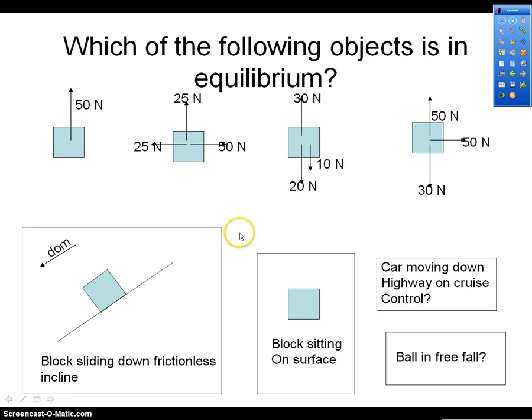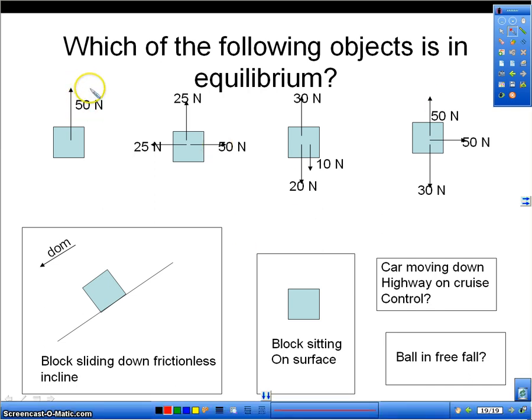So here's a situation where I want you to determine which of these objects is in equilibrium. Some of them you might be able to tell immediately. Like this one here, there's no way that's in equilibrium because there's only one force acting on it. Or something like this, where you have 50 and 25, you already know that there's going to be 25 to the right and another 25 upward. There's no way that one's in equilibrium. So you can start seeing which of these might be in equilibrium and which one won't be.